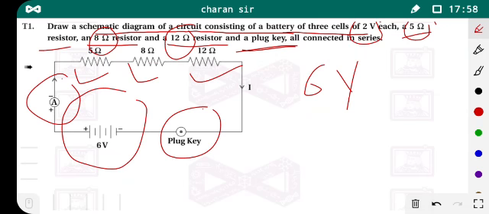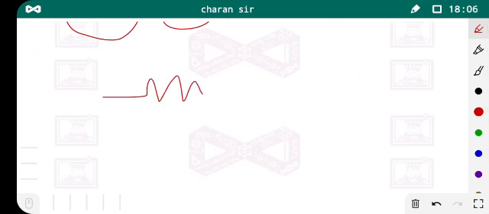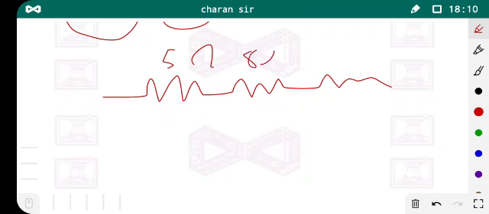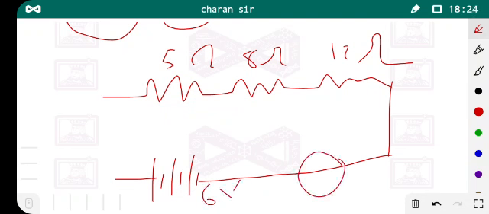Here an ammeter is given for measuring the current through the circuit. So here you have 3 resistors: the first is 5 ohm, the second is 8 ohm and the third is 12 ohm. Also you have 3 cells forming a battery, each of 2 volts, so the battery voltage is 6 volts. Also you have the plug key and ammeter. So this is a series connection.